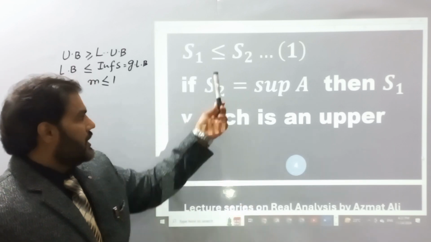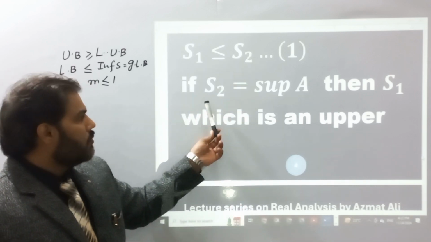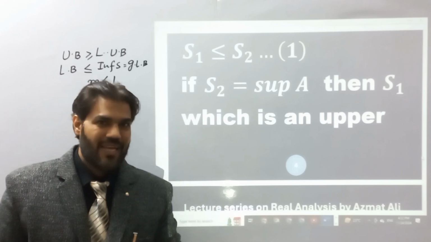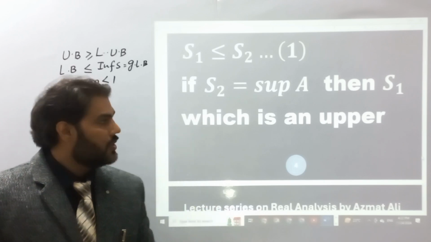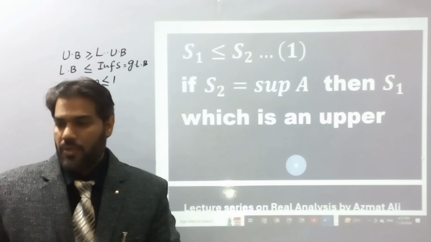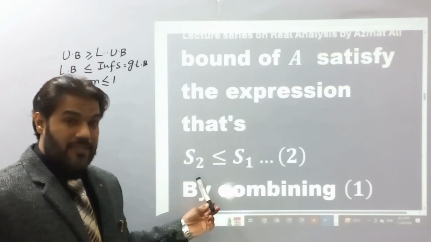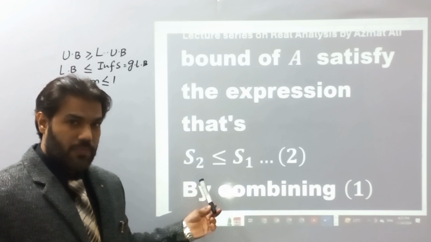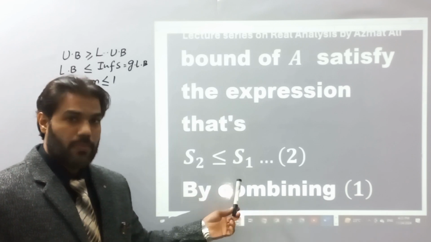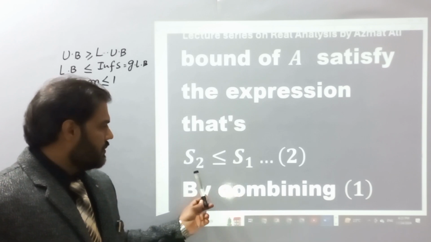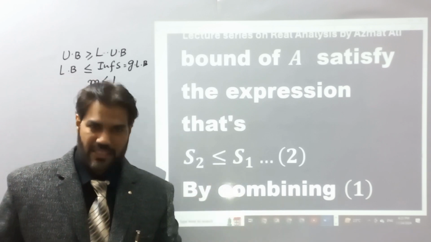Say this is inequality number 1. Now we suppose S2 is the supremum of A. If S2 is the supremum of A, then S1 will be an upper bound of set A. Similarly as above, S2 is the least upper bound and S1 is an upper bound, so the least upper bound will be less than or equal to the upper bound. So this becomes S2 less than or equal to S1.